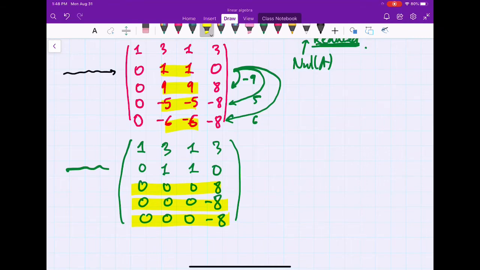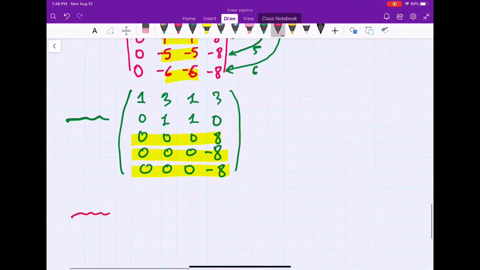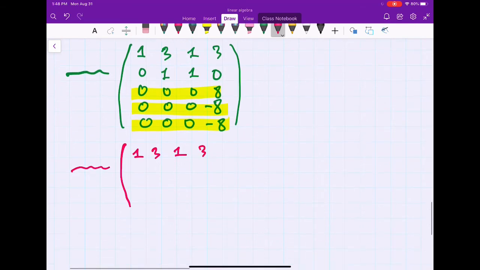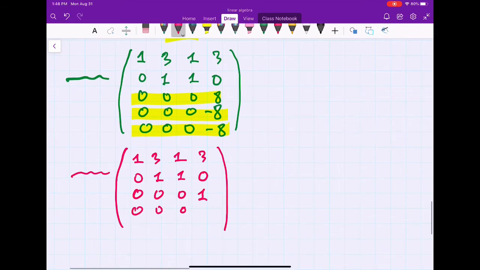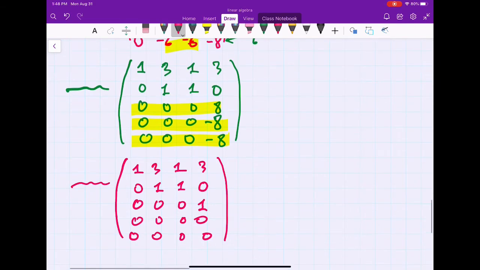So I just add the third row to the fifth and the fourth. I will have the following form. So I have 1, 3, 1, 3. Let's make this longer. Okay. And what's the next? 0, 1, 1, 0. 0, 0, 0. I divide the third row by 8 and get 0, 0, 0, 0, 0, 0, 0, 0. Looks good, right? But that is still not the reduced row echelon form.